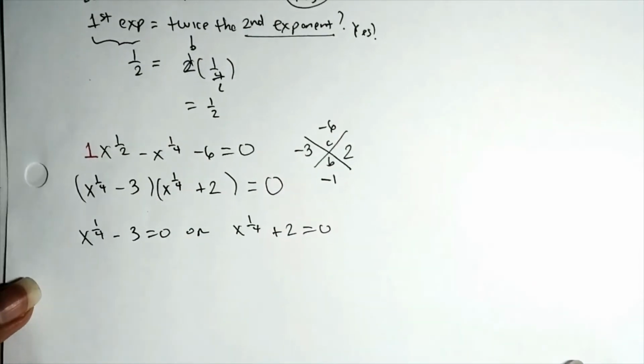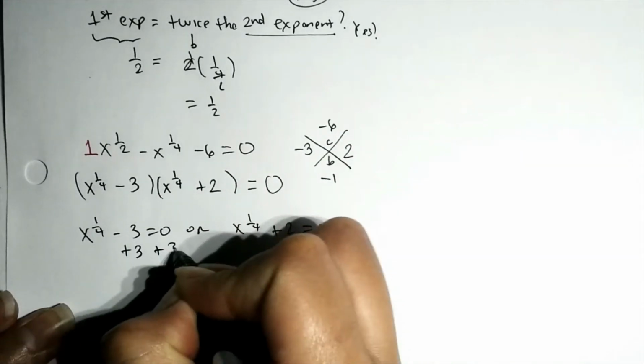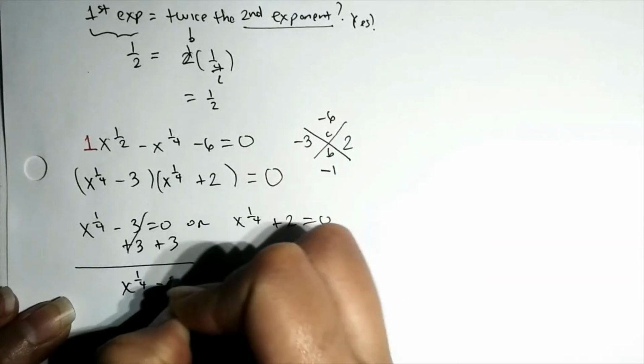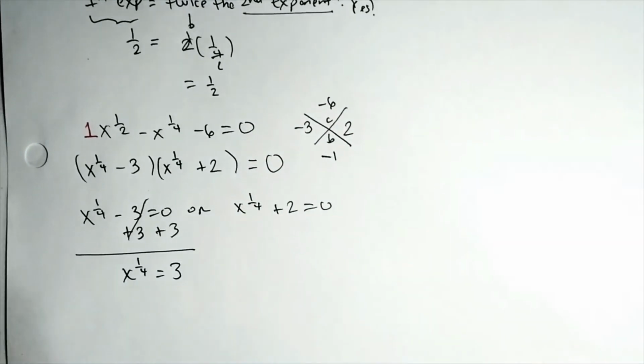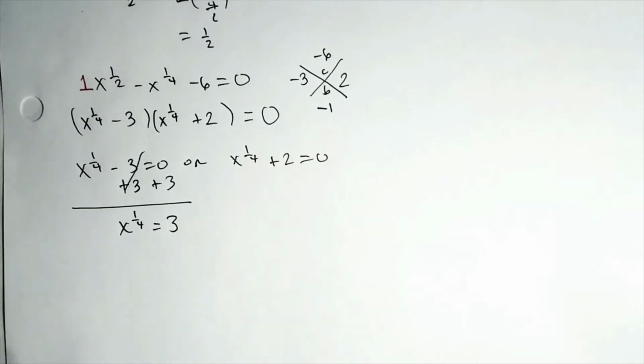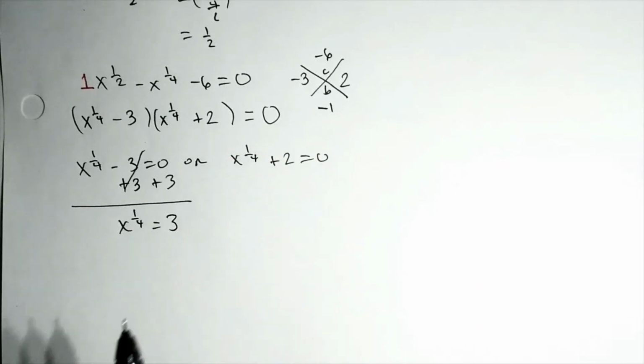Alright, so if the first factor equals 0, let's take it from there. Let's go ahead, add 3 to both sides, and that will give us x to the 1/4 is equal to 3. Cool. So again, there's different ways to go about it. For me, I'm going to show you a way that I think is a little bit easier to digest. Whenever you have a rational exponent or a fraction exponent, that is code for undercover radical.